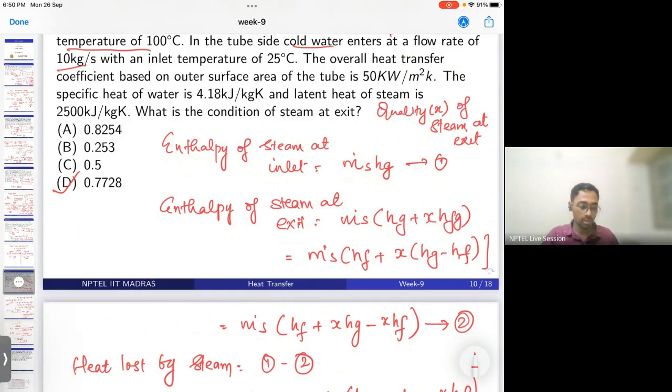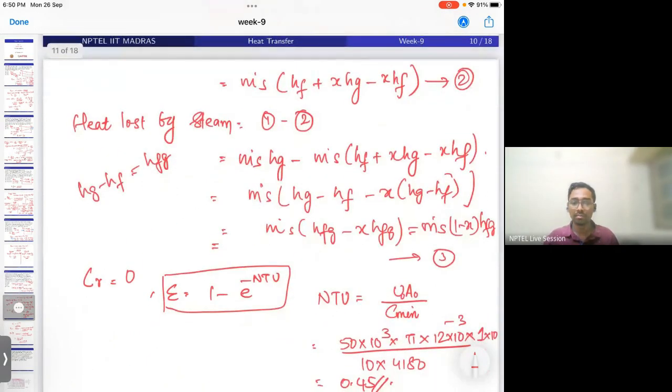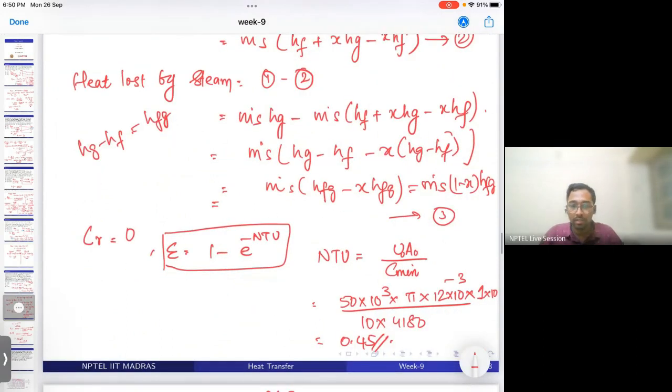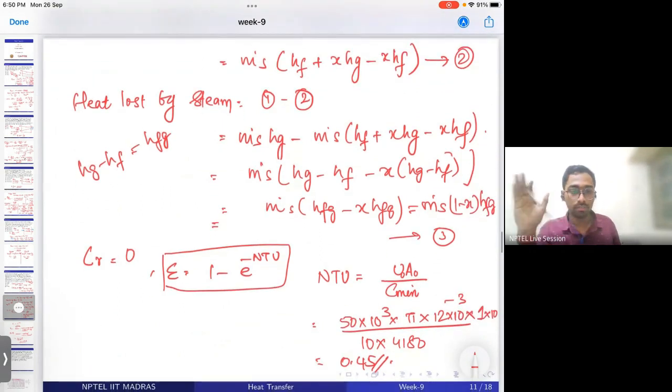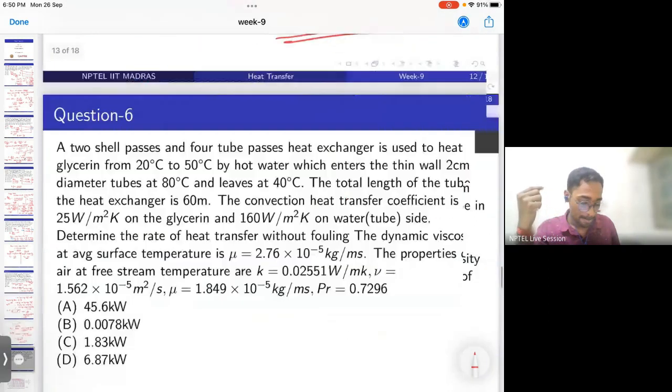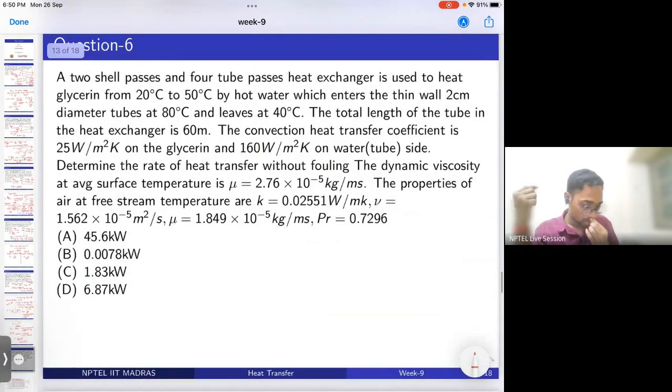I hope this question was clear. This was a little bit tricky question. So if you know the steam table and all the steam cycle, how we have to use the steam table and all, it will be a very easy question. So let's go to the next question.